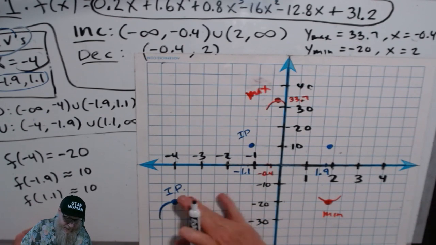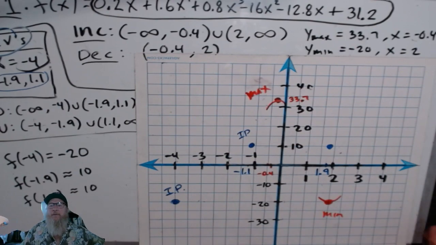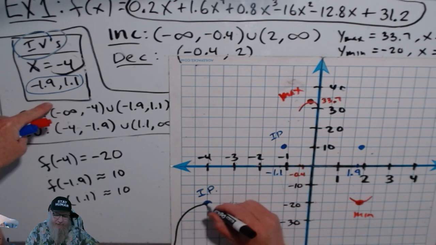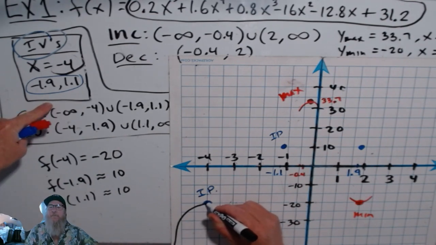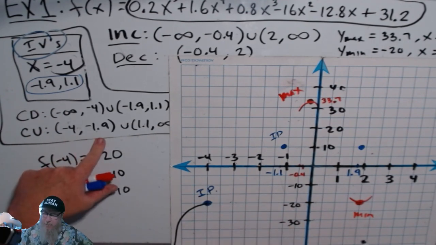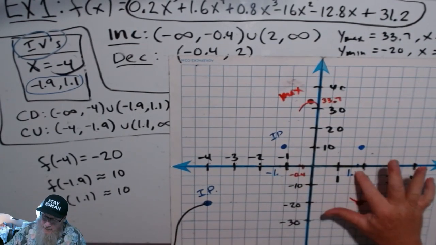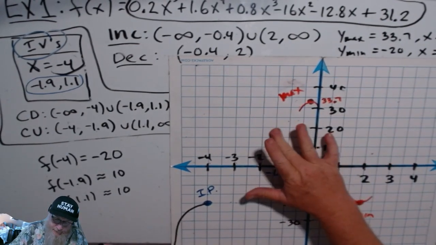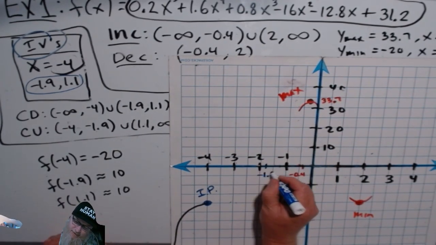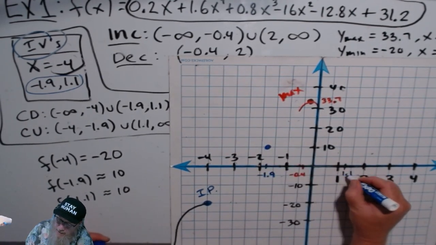We got concave down, right? Concave down, negative infinity to negative 4. So like this. That's concave down. Then it's concave up from negative 4 to negative 1.9. Oh, shoot. I got these backwards. I'm glad I caught that. Negative 1.9 is right about there. And then 1.1 is going to be right about there.